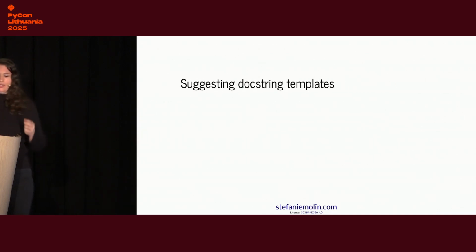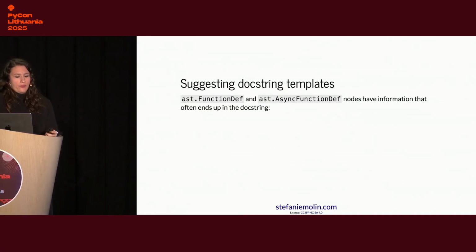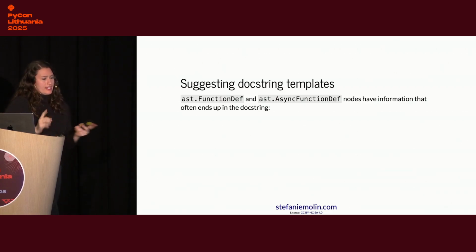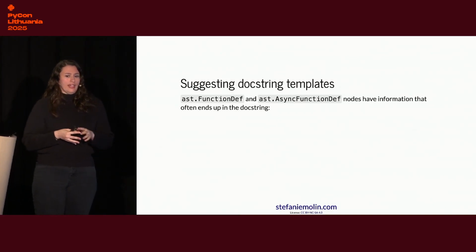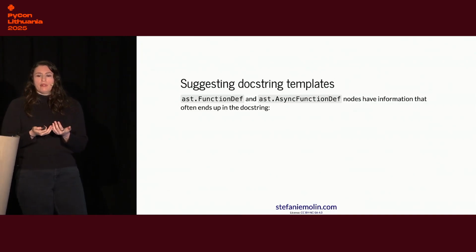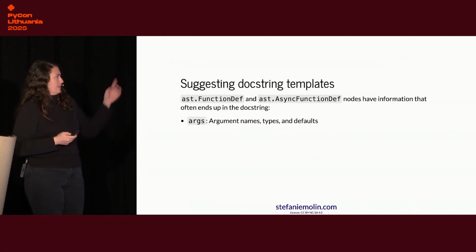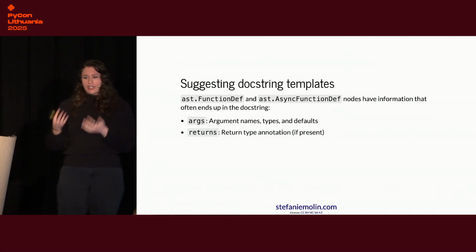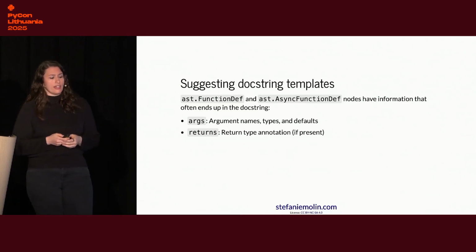Okay, so now let's take a look at how we can suggest docstring templates based on the code. So we saw function definition nodes and async function definition nodes. I'm going to treat them as the same here because we don't have any async code. They have most of the same properties. And a lot of that information is what you would typically put in a docstring, right? So argument names, types, default values, and that's in the args attribute. The return type annotation, we would typically say what a function or method returns, and that we can extract from the type annotation if it is there, which is the returns attribute.